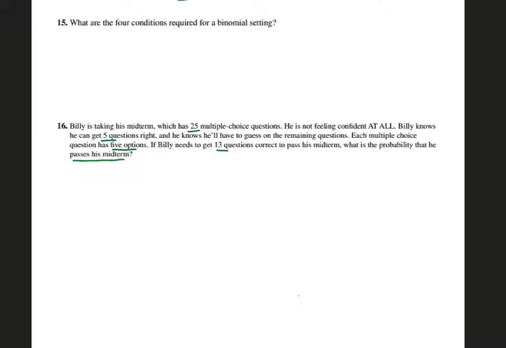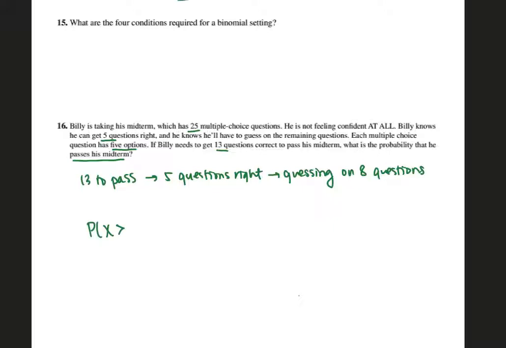Okay, so this question's a little complicated. So we know that he needs 13 questions to pass. And we know that he can get 5 questions right. That means he's guessing on only 8 questions. Okay, and he needs basically to guess right on 8 or more questions. So we're trying to find the probability that x is greater than or equal to 8 questions. Okay, so in this case, we need to figure out what n is.